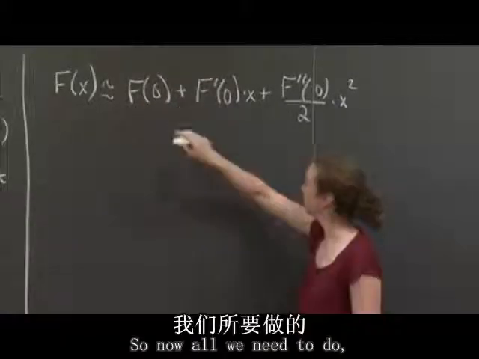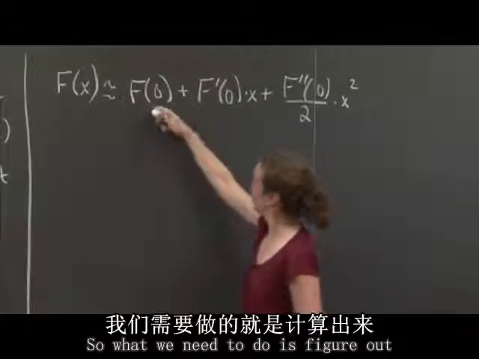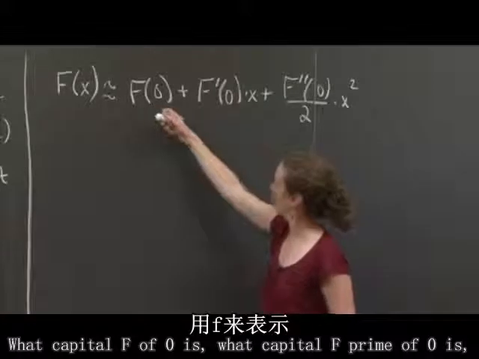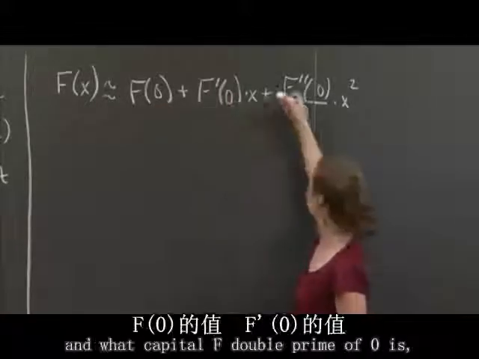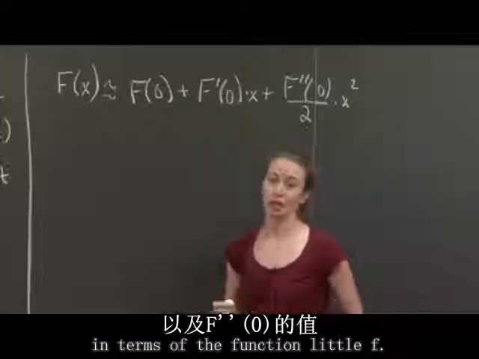That's what it is. So now, I've asked you to write it in terms of little f. So what we need to do is figure out what each of these things actually is: what capital F of 0 is, what capital F prime of 0 is, and what capital F double prime of 0 is in terms of the function little f.